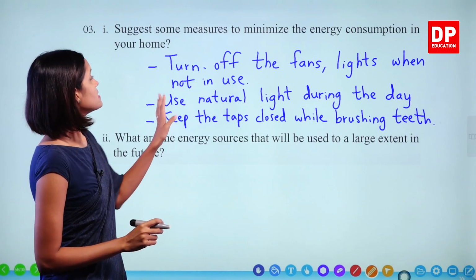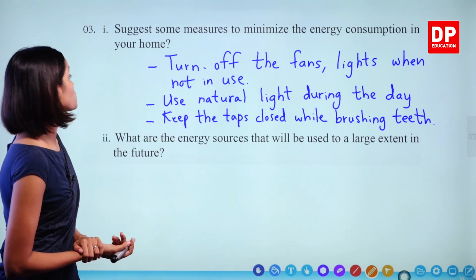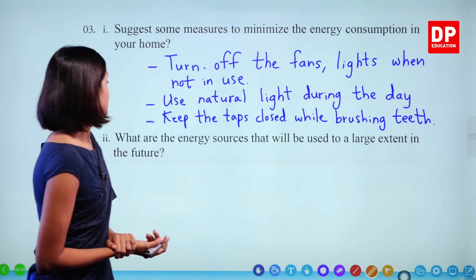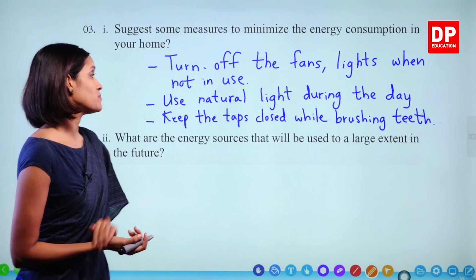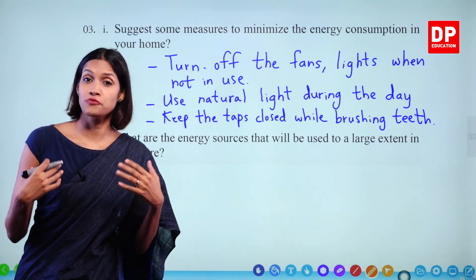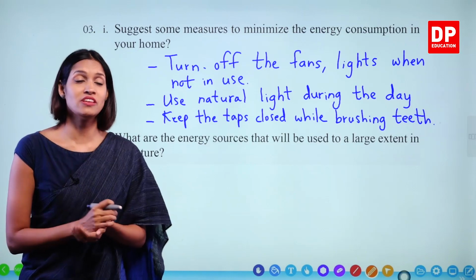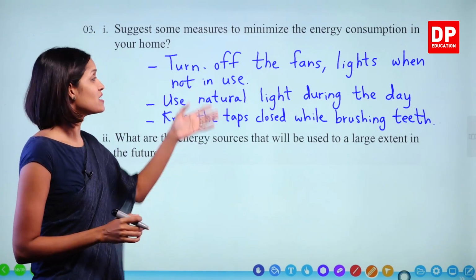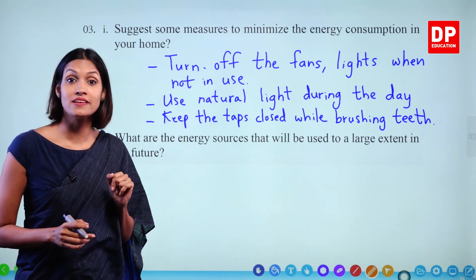Right, children? Turn off the fans, lights when not in use. Use natural light during the day. And keep the taps closed while brushing teeth and applying soap. And for your fathers, while they are shaving, they can keep the taps closed. Okay, children? So there are many examples you can write under this.